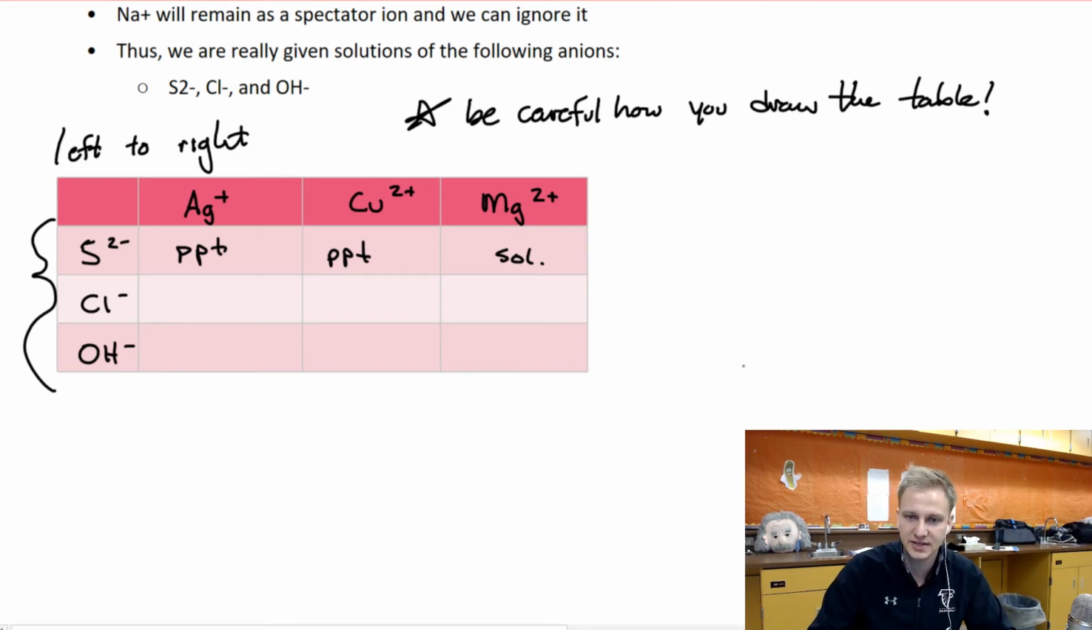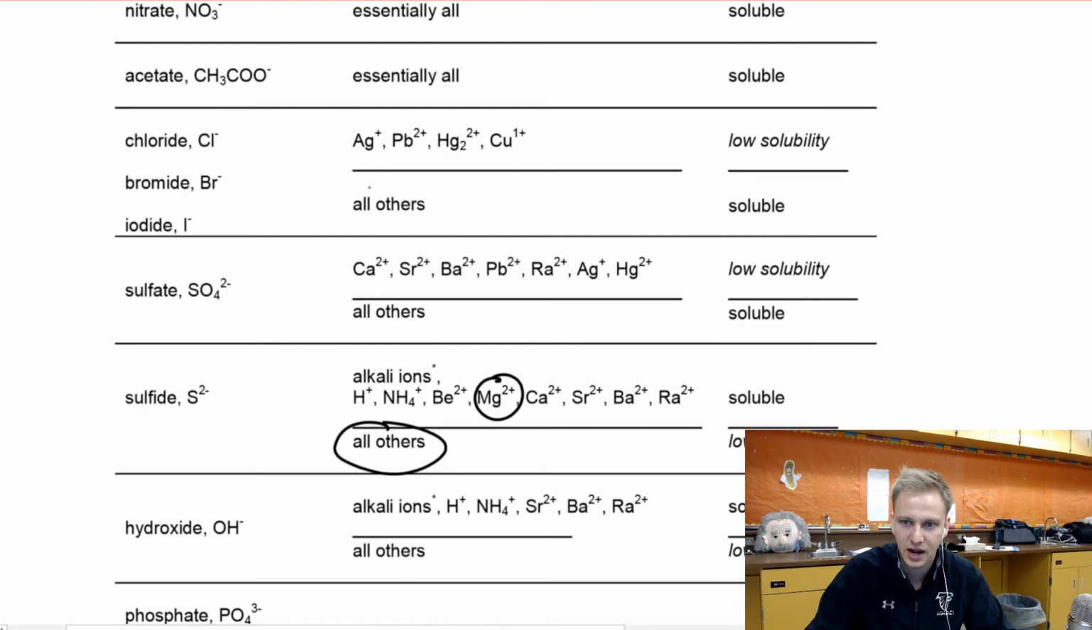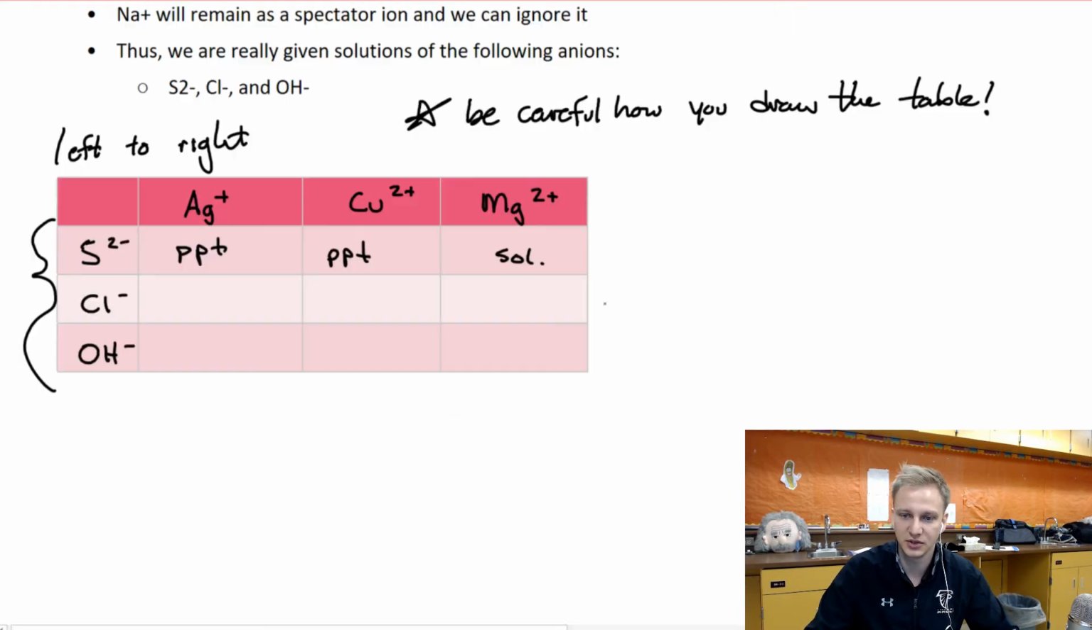So now let's look at Cl, and we're going to again look for the AgCu and the Mg. So we're looking at the Cl, the chloride. We can see Ag here has a low solubility. This is Cu1+, that's different than Cu2+, and then we can see that anything else here will be soluble. So we know that the Ag will form the PPT, this will be soluble, and this will be soluble. Again, Cu2+ is different than Cu1+. So it will not form a precipitate.